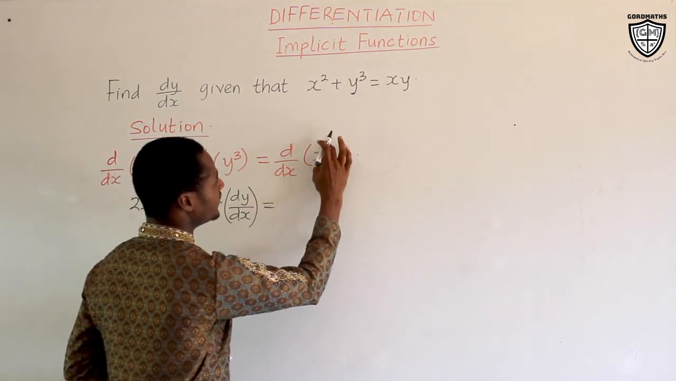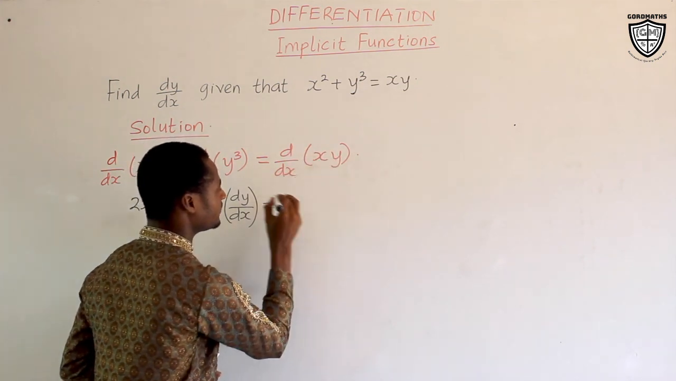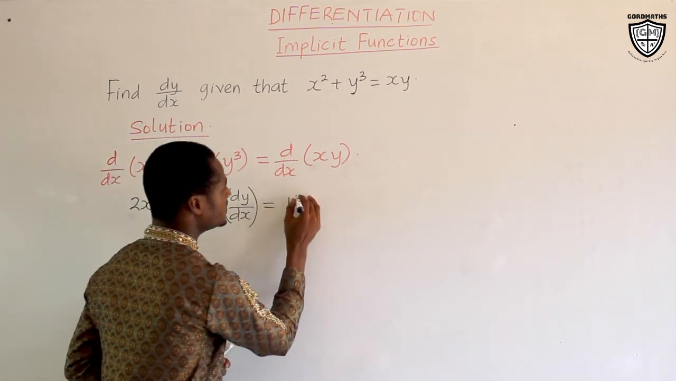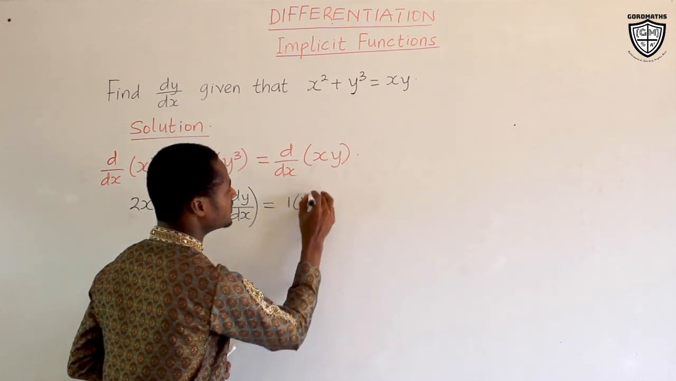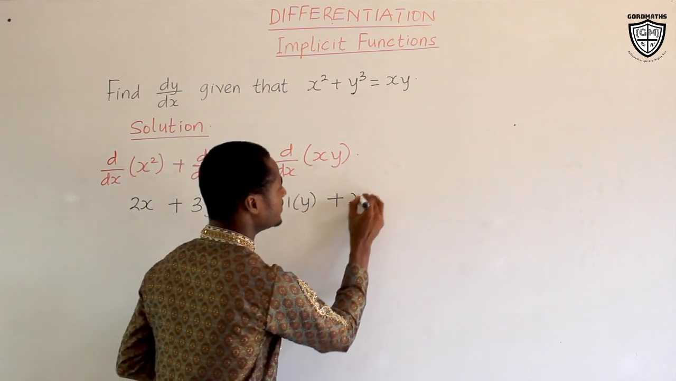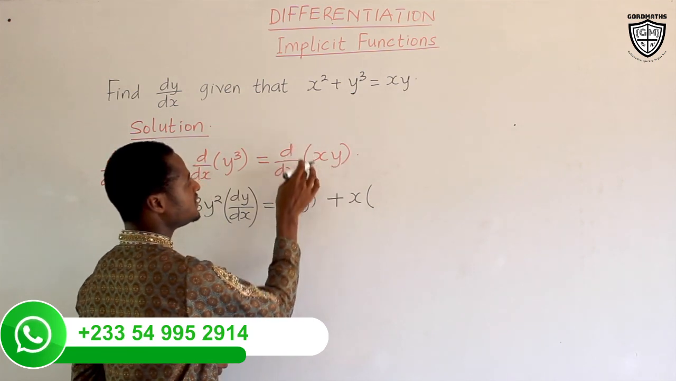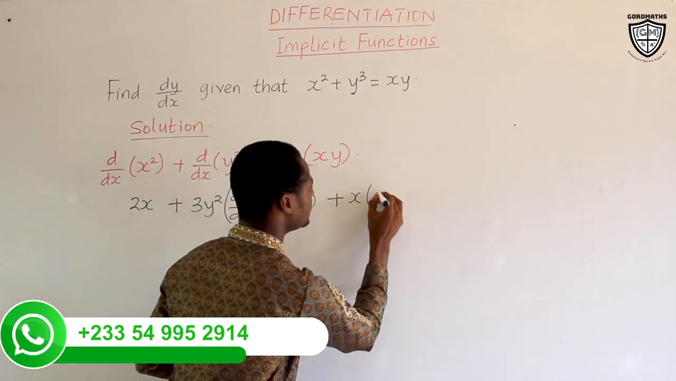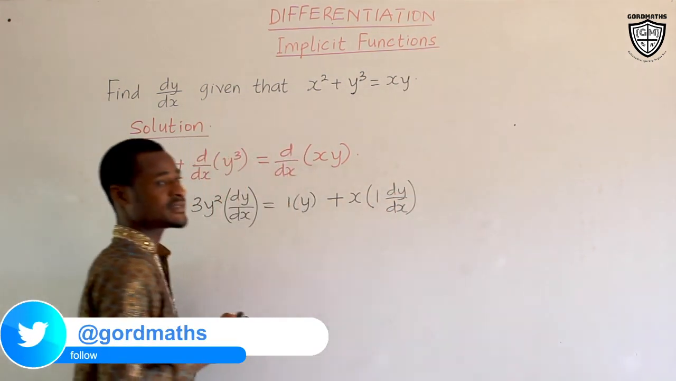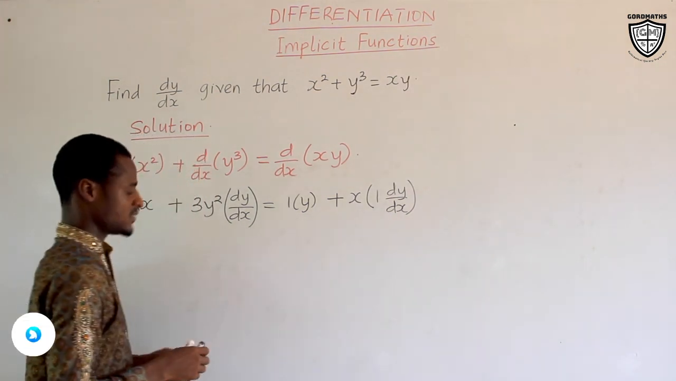So when we differentiate this function, d dx of x will give us 1. Then d dx, we will multiply this by the next function, plus we will multiply the first function x by the derivative of the second function, which is d dx of y, and that is going to give us 1 dy dx. You can refer to our lesson on the product rule of differentiation for more clarification on this.